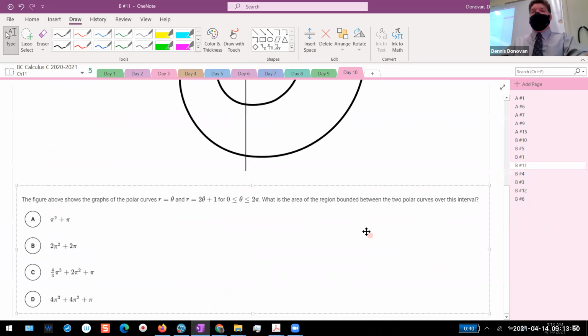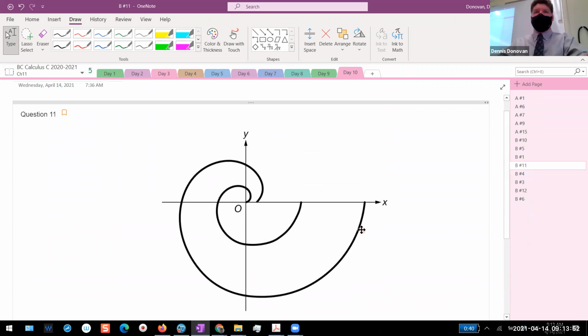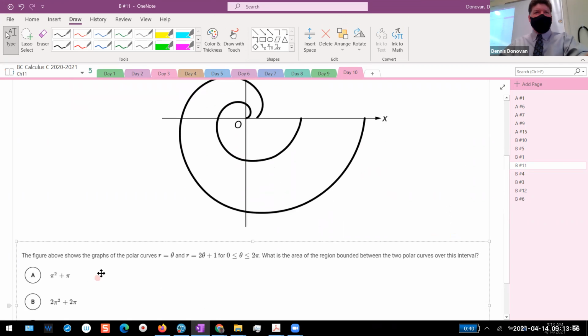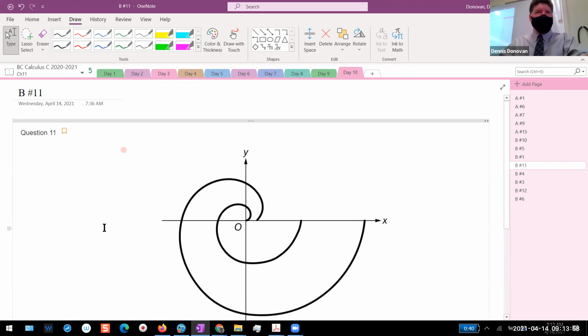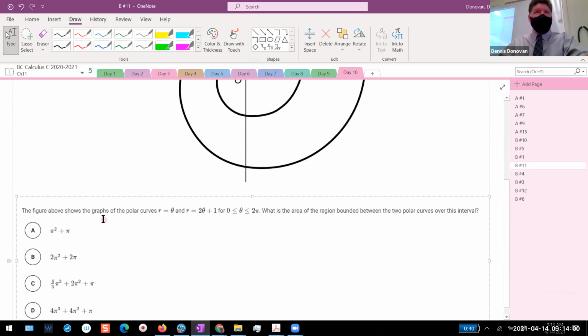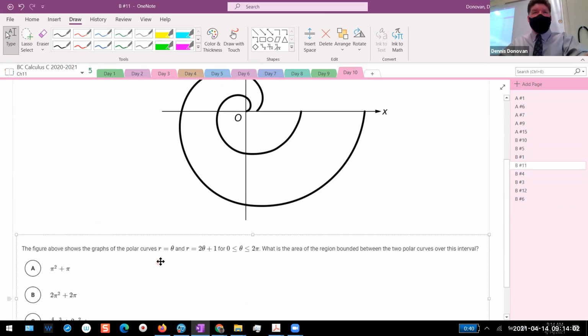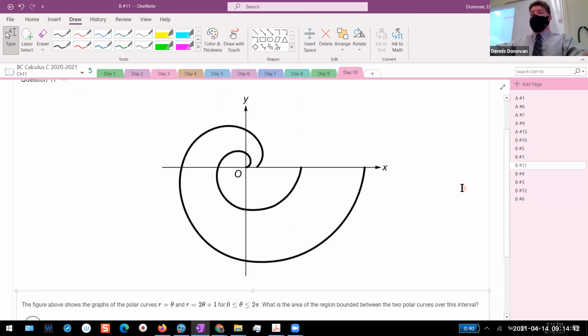All right, 11. Look at this one. The figure above shows the graphs of the polar curves r equals theta and r equals 2 theta plus 1 for theta between 0 and 2 pi. What is the area of the region bounded between the 2 polar curves over this interval? So we know what the interval is. It's 0 to 2 pi, right?